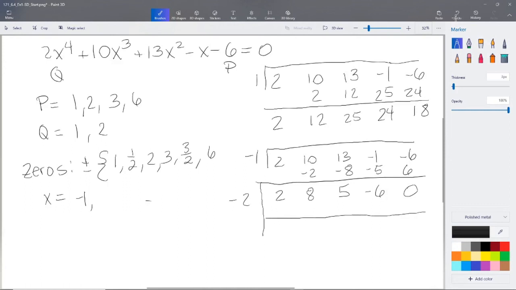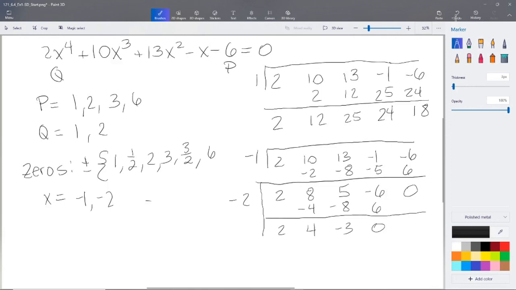Draw our bar. 2 comes down. There's 2. 2 times -2, that's -4. 8 plus -4, that is +4. +4 times -2, that's -8. 5 and -8 makes -3, and I think we picked a good one because -3 times -2 is +6, and -6 and +6 make a 0 again. So we know that -2 is a solution to this one. This is looking good. And here's the best part.